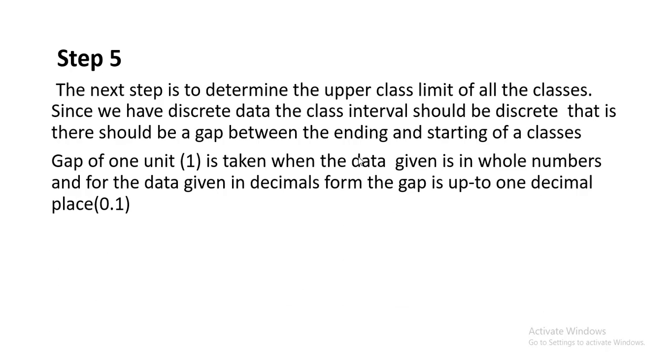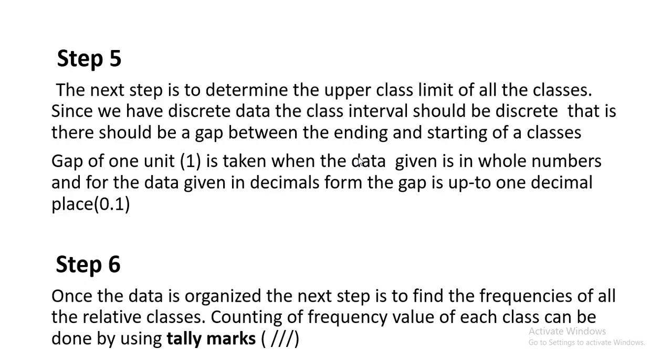Now a gap of 1 unit is taken when data is in whole numbers, and when data is given in decimal form, a gap of 0.1 is taken. We will be working on how exactly this happens. What is the gap between two classes? A gap of 1 unit means that, let's say the class is starting from 15 and ending at 20, so the next class should start at 21. And if the first class is starting at 1.5 and ending at 2.4, the next class should start from 2.5. The end point of one class should not be the same as the starting point of the other class. There should be a gap between two classes.